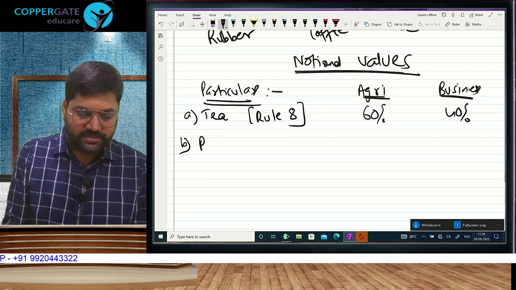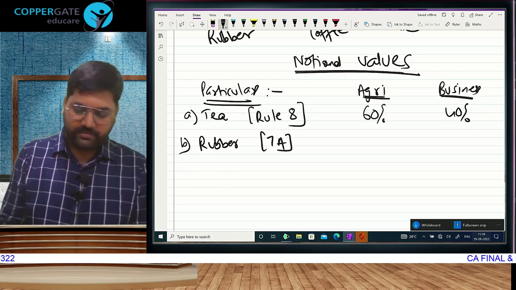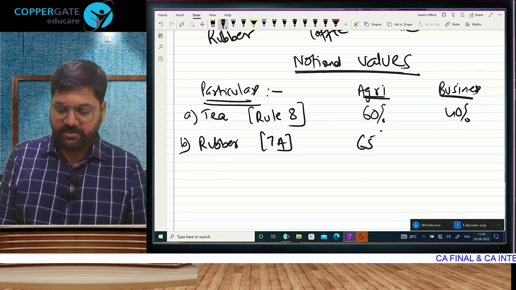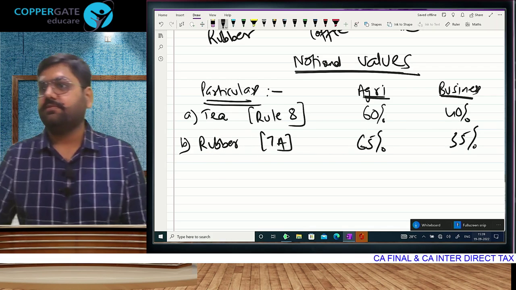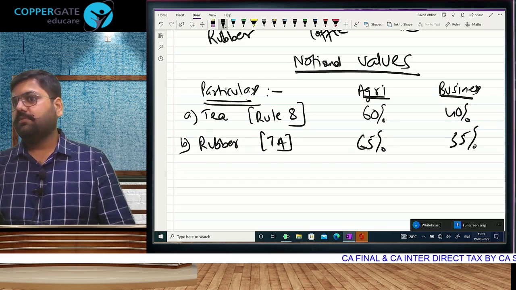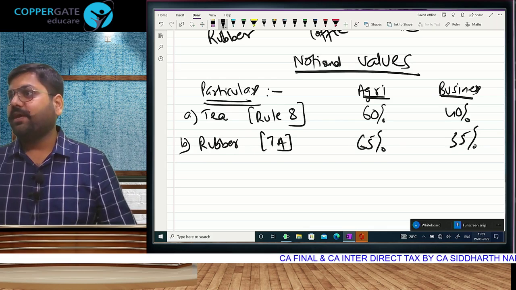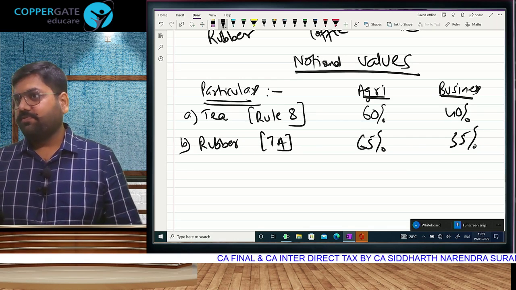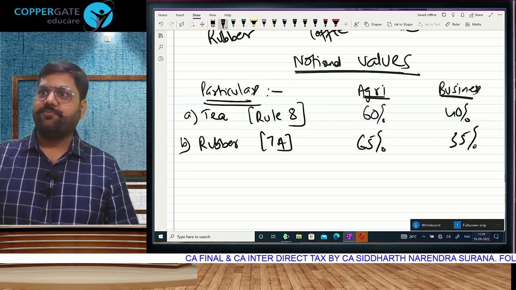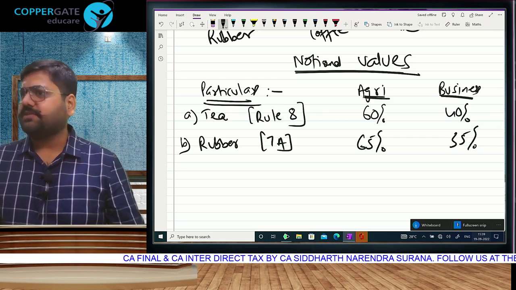Rubber business. Given in which rule? 7A. 65% of your profit will be treated as agriculture, 35% will be business. No logic, just percentages to be learned. And the assessee cannot, will not, should not protest. You know why? Because we are exempting a bigger component. Whenever anything is in the favor of the assessee, it is by default logical. So in tea and rubber, random percentages are given like this.